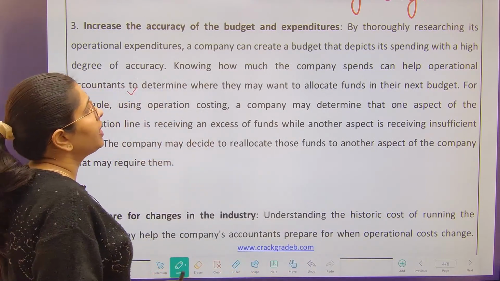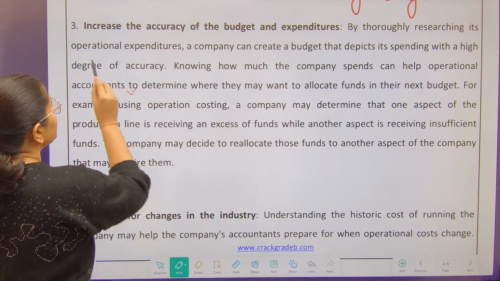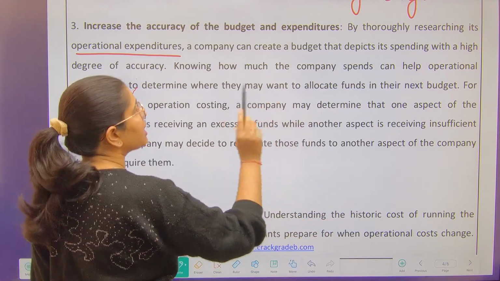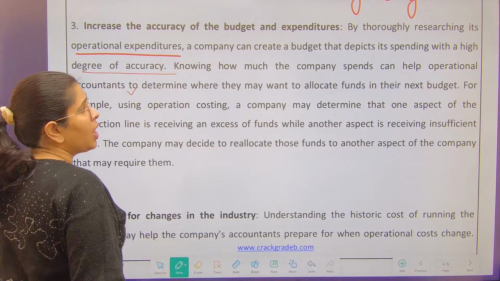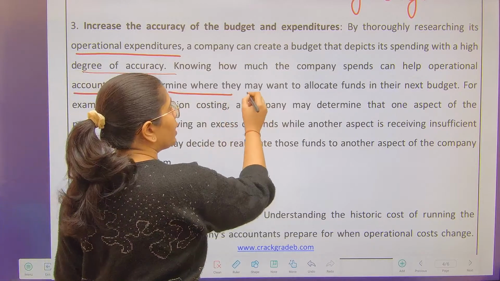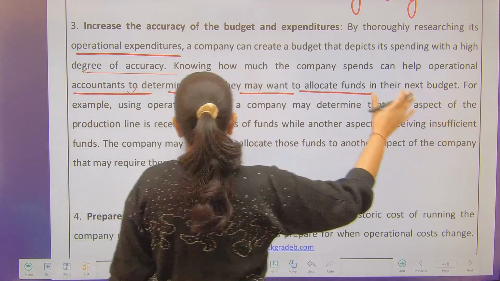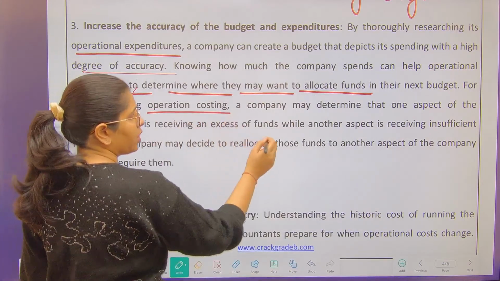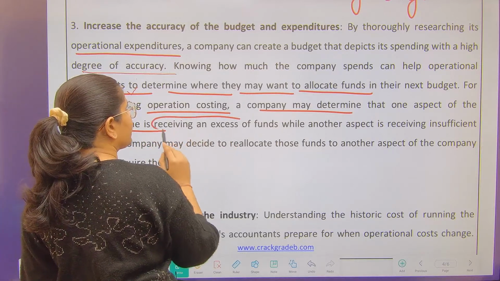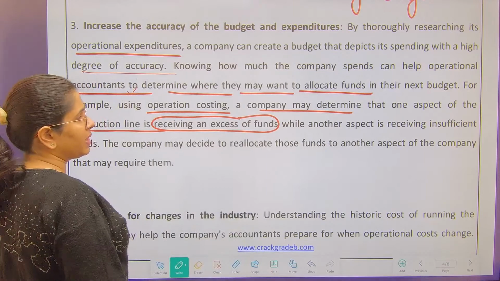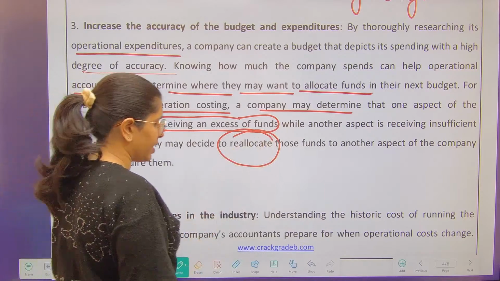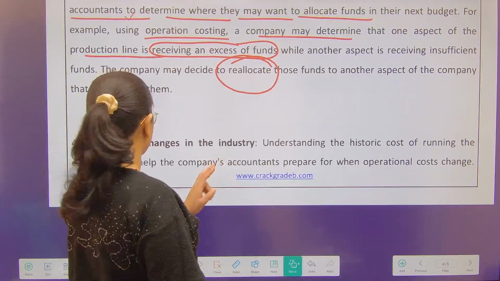See, you can increase the accuracy of a budget by thoroughly researching the operational expenditure. A company can create a budget which will depict its spending with a high degree of accuracy. Knowing how much the company spends can help operational accountants to determine whether they may want to allocate funds differently in their next budget. For example, using operation costing, a company may determine that one aspect of the production line is receiving excess funds while another aspect is receiving insufficient funds. So obviously this will help you to relocate the funds and reallocate your budgets.